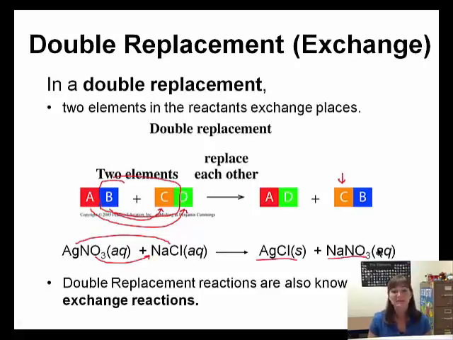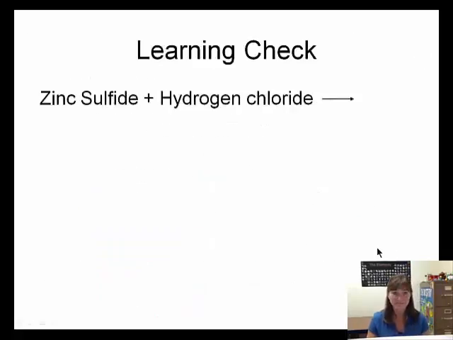Double replacement reactions are also known as exchange reactions, depending upon which textbook you're using. So here's a learning check. Go ahead and pause this video and see if you can do this one. Now remember, when you're writing an ionic compound, I first recommend that you write your ions first.